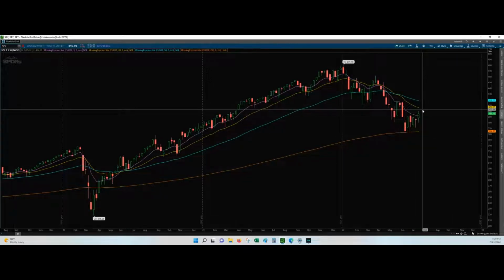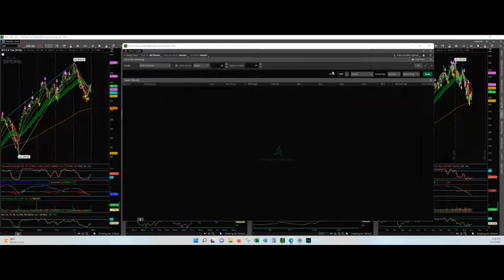So this is the general idea of what I look for when I'm checking out the moving averages. I can also use this in my scan tool. All right, so I have my scan tool pulled up here and I want to look in all stocks, and I have added a filter by going to add filter and clicking study.